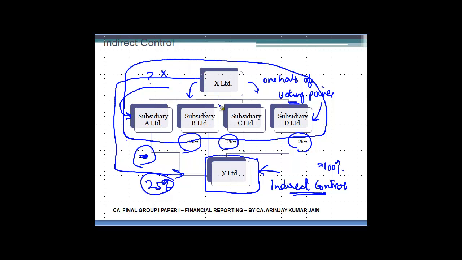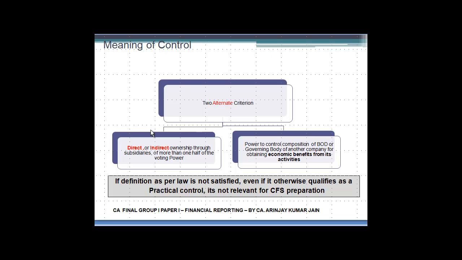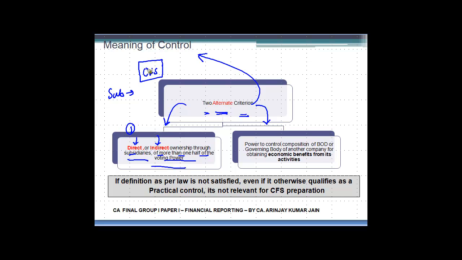So coming back to our main point: direct or indirect ownership through subsidiaries of more than one half of the voting power. You may directly own that voting power or you may own it indirectly, the way we saw in the other diagram. If the first criterion is satisfied, you are a subsidiary, and the parent company is supposed to prepare CFS if it falls within the criteria that we saw earlier, which was that it's a listed company and so on.